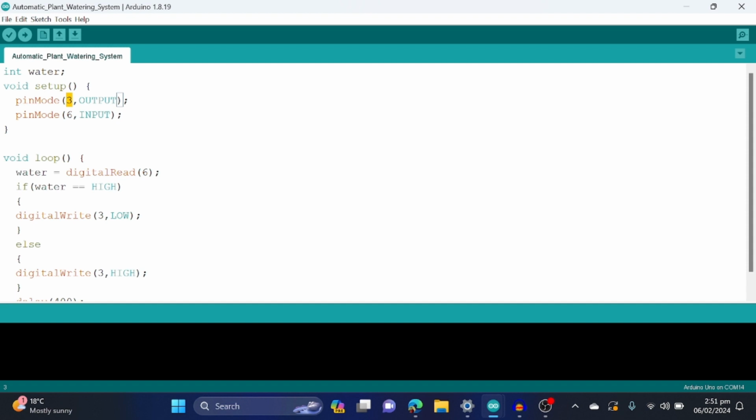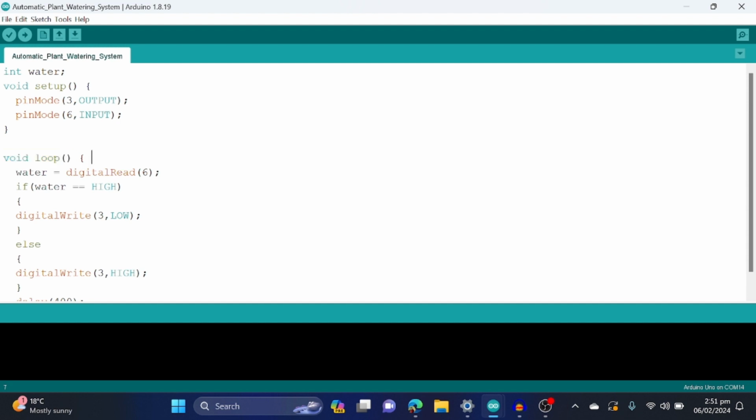What we want our agriculture system to do is, at the output pin, we are connecting a water pump, so that when the system detects a low moisture level, it should trigger the pump, so it will water the plant. Okay, so let's move along with void loop.